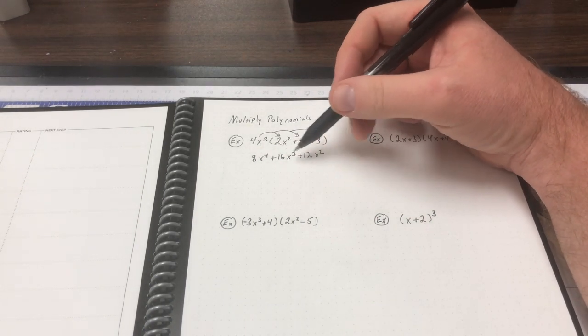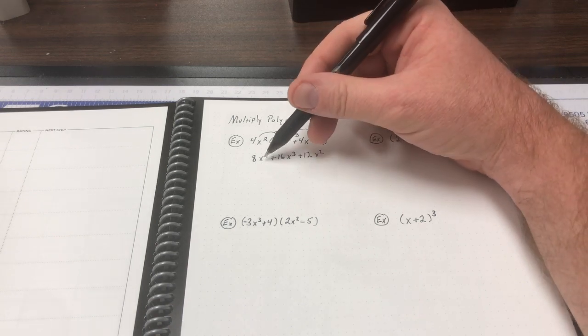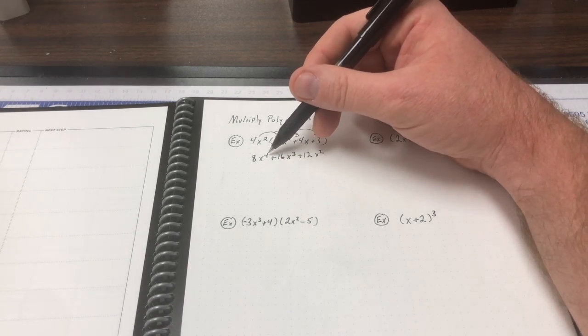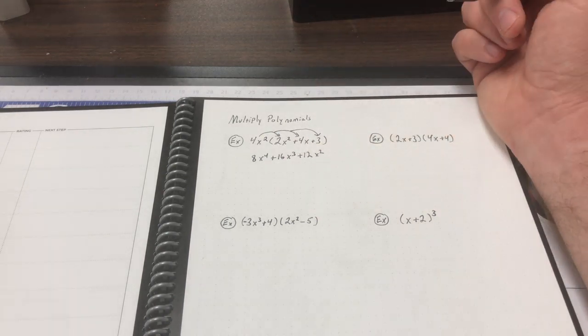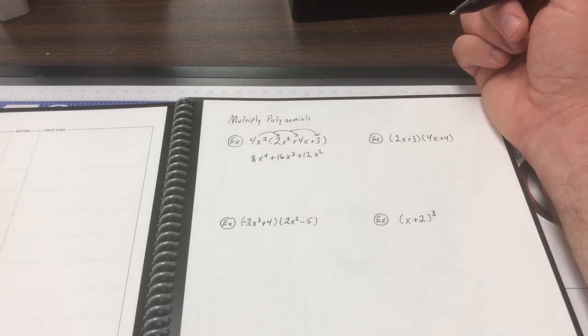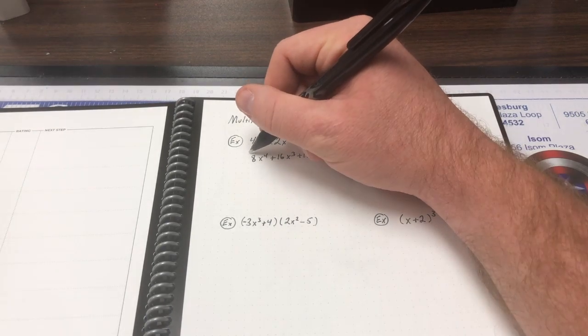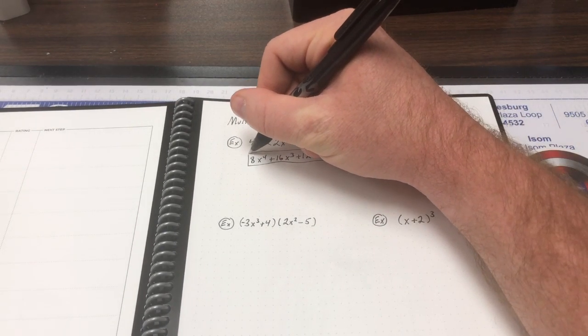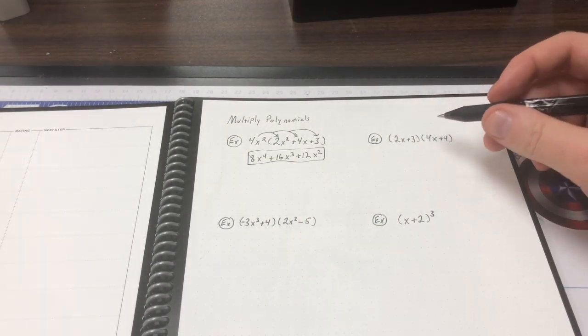If you notice, you don't have any like terms. Even though all these share an x, they have different exponents, so you cannot put those together. You can only put together your terms that are alike with the same variable and exponent. So that would be your overall final answer.